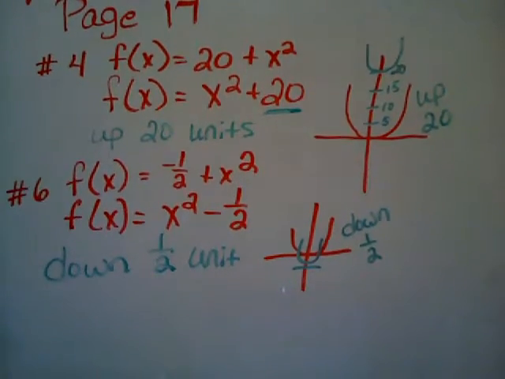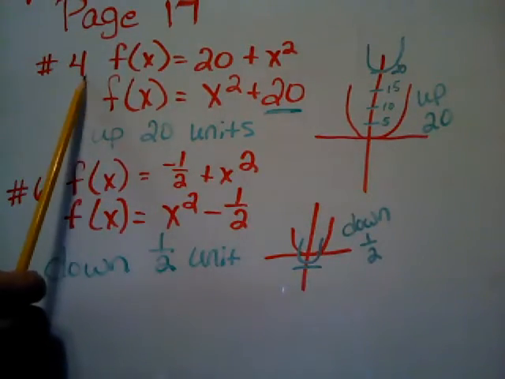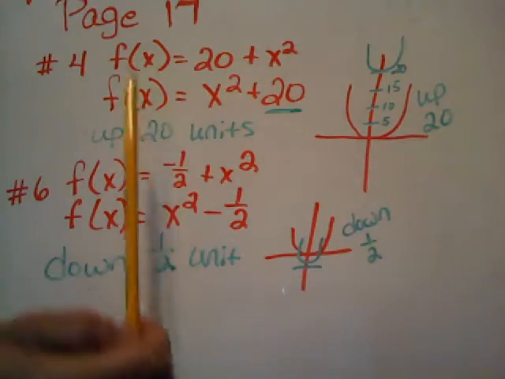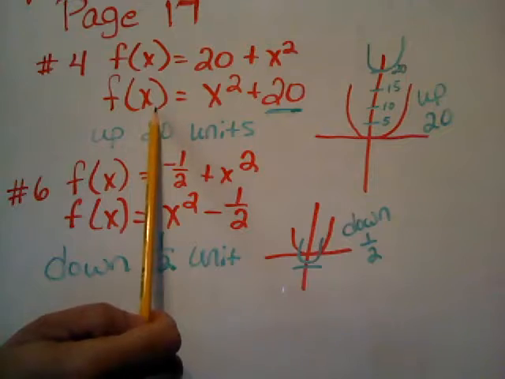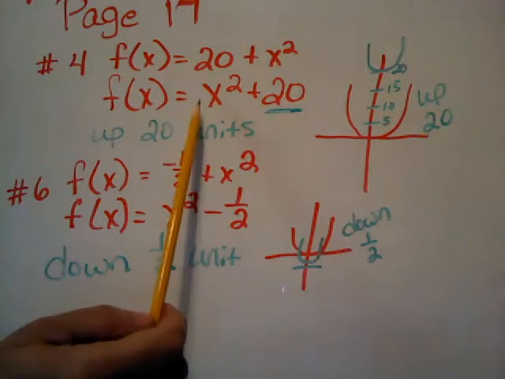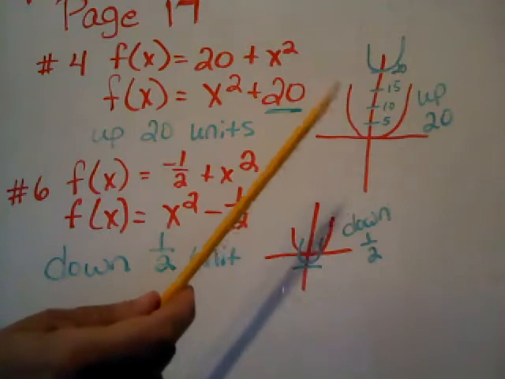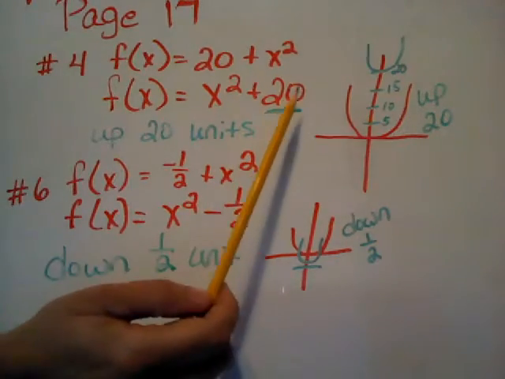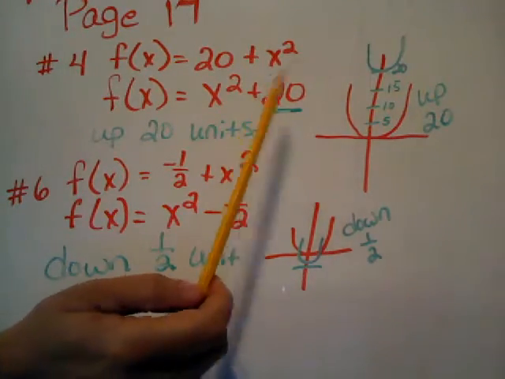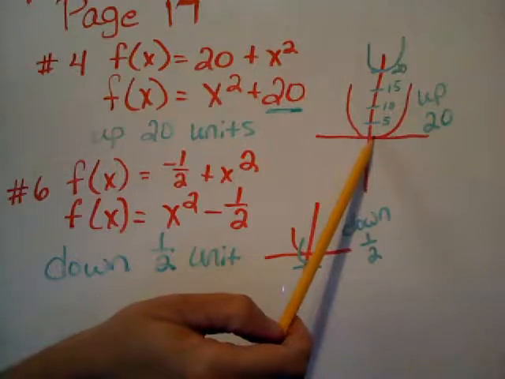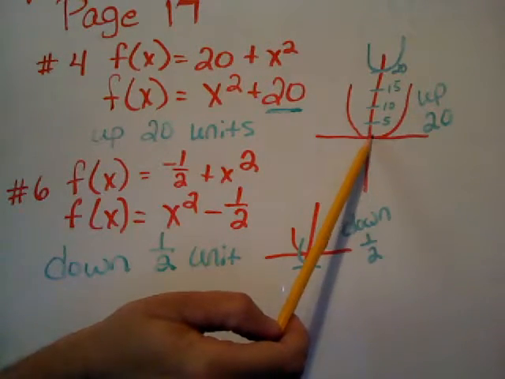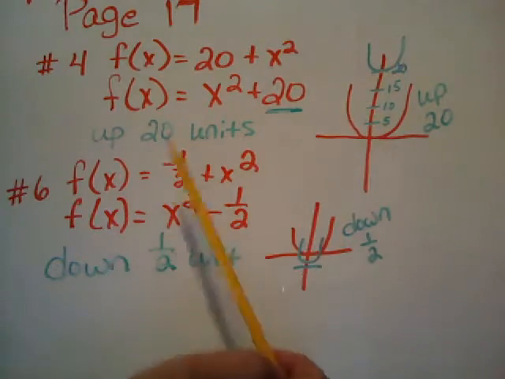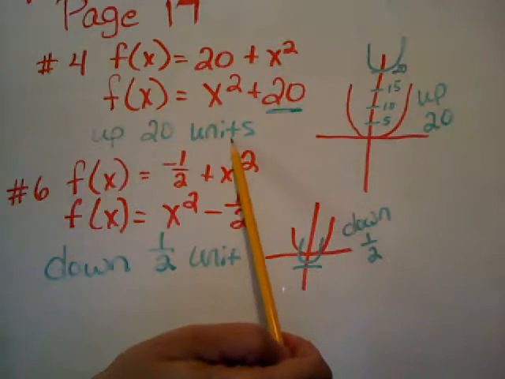Okay, now on page 17, this is number 4, and our problem is f of x equals 20 plus x squared. Now, I rewrote the problem so that I could see it in our normal standard ax squared plus bx plus c form, and it says x squared plus 20. So c is 20, and it's positive, so I'm going to start with my parent graph, and then I'm going to move up 20. Now I counted by 5s, and I moved it up 20. So my answer would be up 20 units.